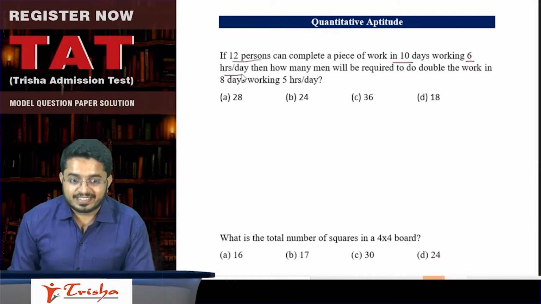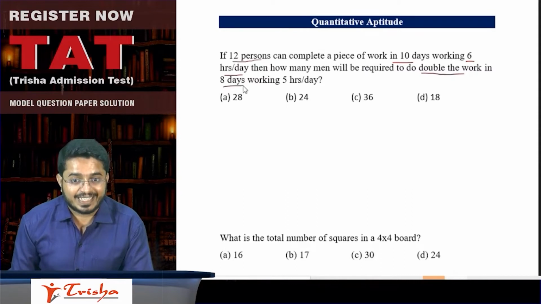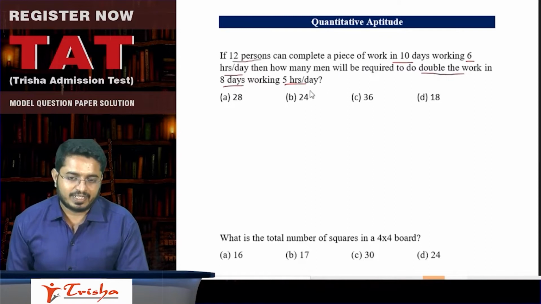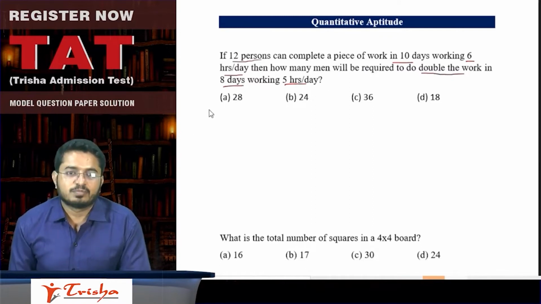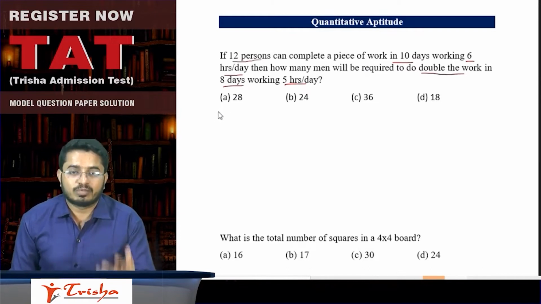Now, taking this data into account, there is one more work which is double, right? Whatever work has been finished here, in the second instance, they have to do double the work, and they have to finish that work within 8 days, working only 5 hours a day, right? So taking this data into account, we have to find out how many men will be required. Whenever you come across problems like this where people, men, working hours, or total amount of work is required, that is what you have to find out.